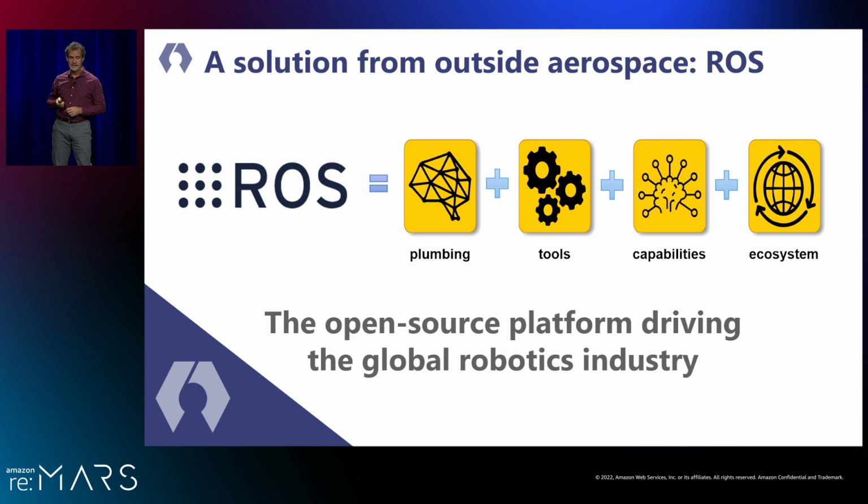ROS started around 2007 as a project of a couple PhD students at Stanford University in their robotics lab. Their motivation was to help people spend more time actually building robots rather than working on all that software infrastructure that's necessary. So ROS is really the open source platform that's driving the global robotics industry. But an important point is ROS is more than just the source code base.